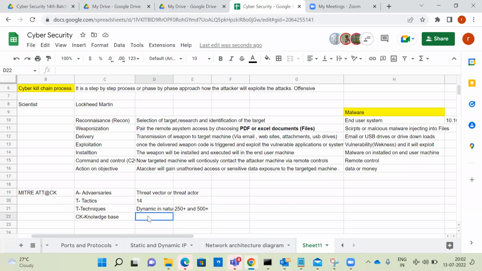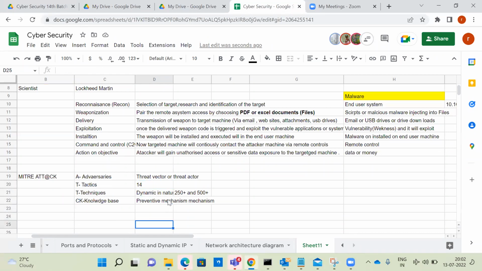And knowledge base is nothing but the preventive mechanism. Now you know the total overall picture. So for MITRE ATT&CK, the answer is there in the question itself. The attacker will use the 14 tactics along with some techniques and will compromise the system. Along with that, the MITRE framework also defines the preventive mechanism. That's it.